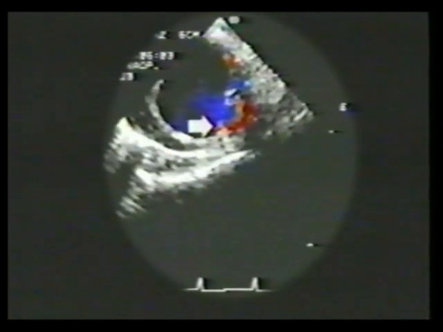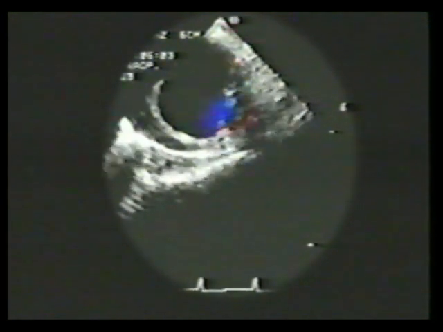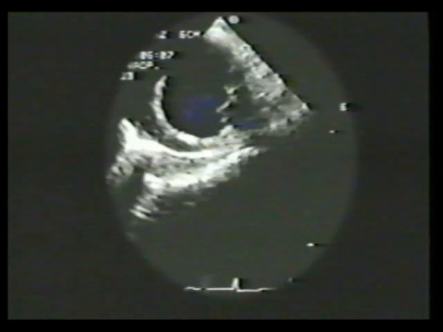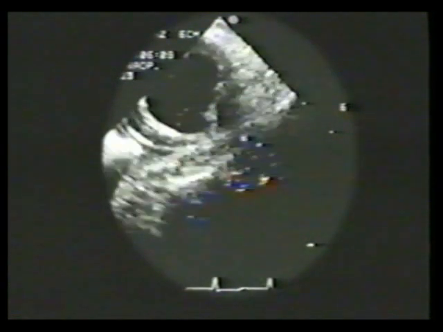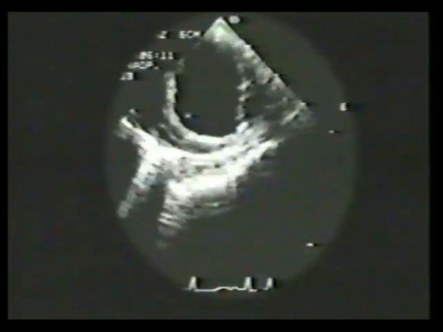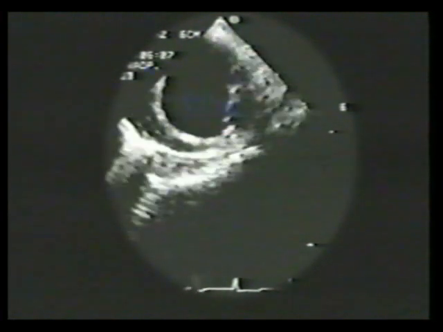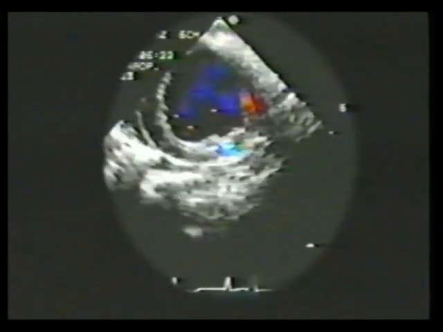Flow imaging verifies that blood is penetrating through the intima into the wall of the aorta. As the scope was tilted slightly, higher velocity flow was noted here within the wall of the aorta.